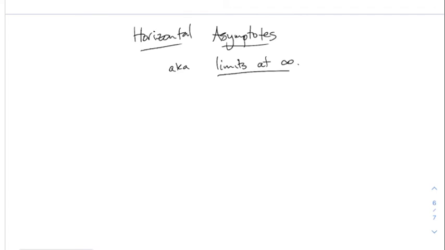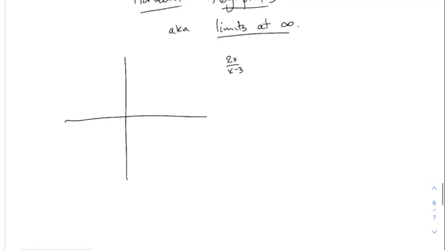For example, here's a function: 2x over x minus 3. You can check this on your calculator if you want. It has a vertical asymptote here at x equals 3. That is caused by the denominator becoming 0 when x is 3. When the denominator becomes 0, that causes a vertical asymptote in the picture. This function also has a horizontal asymptote at y equals 2.